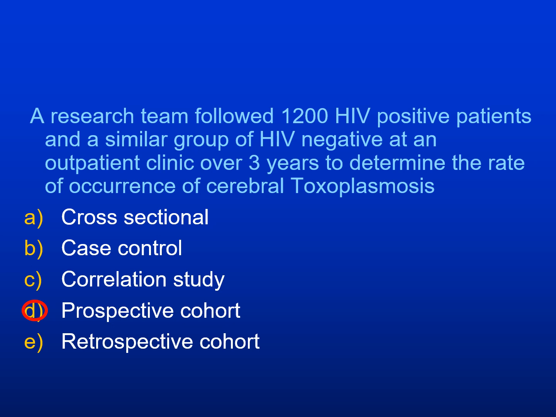Again, this is a prospective cohort because it started with those who are exposed to HIV and those who are not exposed to HIV to find the incidence of cerebral toxoplasmosis among both groups to compare them to each other.